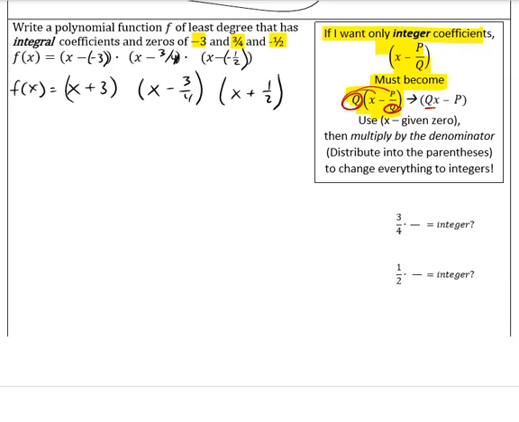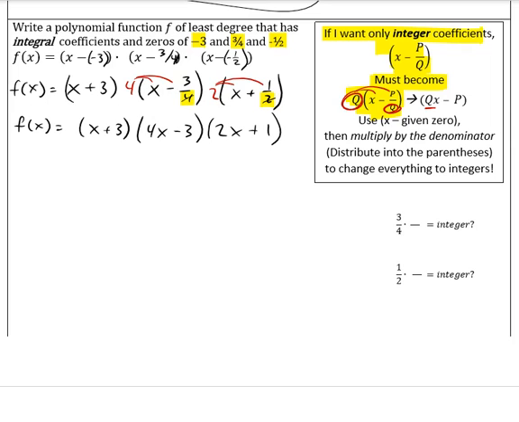So I'm looking at my denominators now. This is the 4 and this is a 2. I'm going to put a 4 in the front of this one and a 2 in the front of this one. When I distribute those in, I end up getting f of x equals x plus 3, 4x minus 3, because that 4 will cancel with this 4, and 2x plus 1, because that 2 would cancel with this 2.